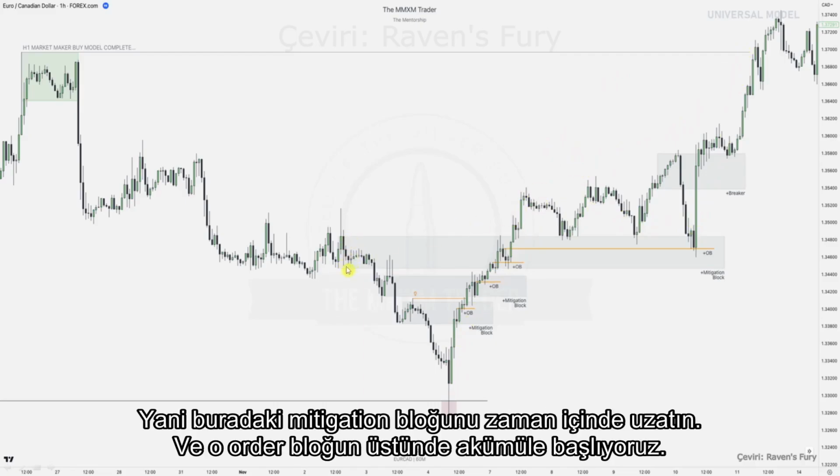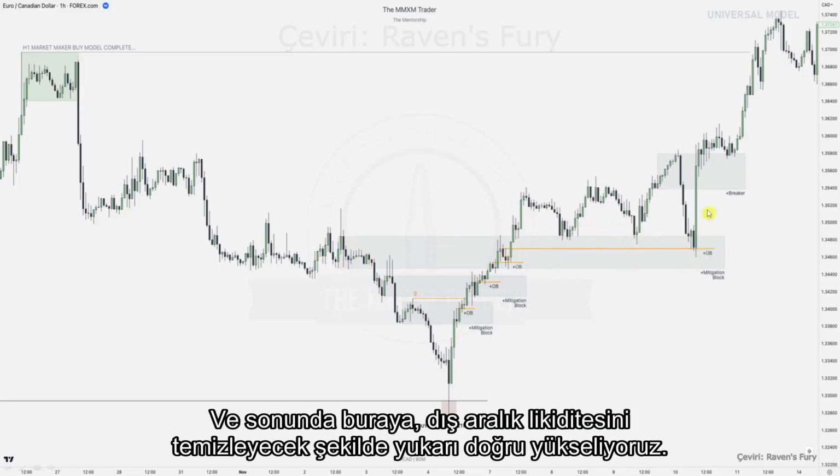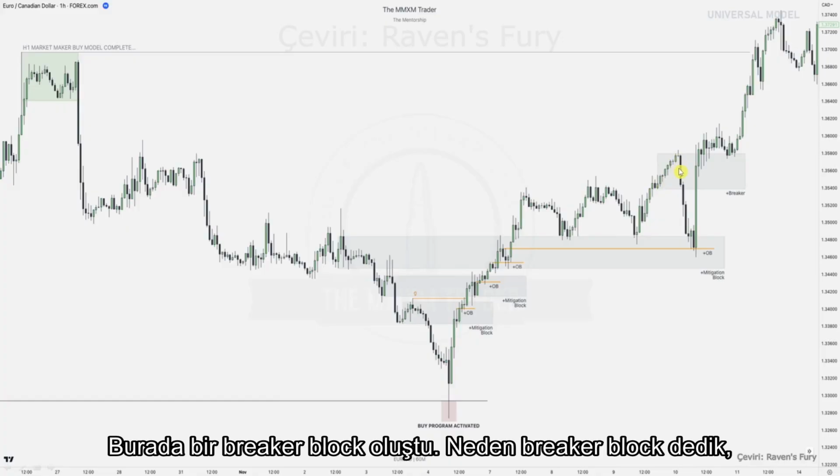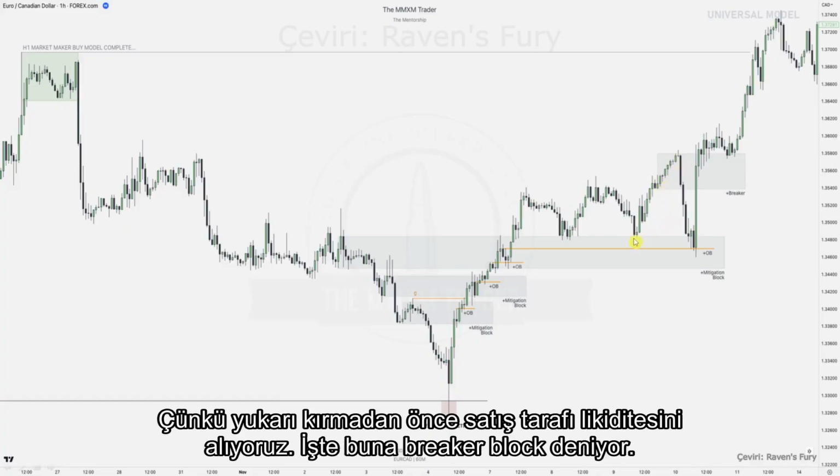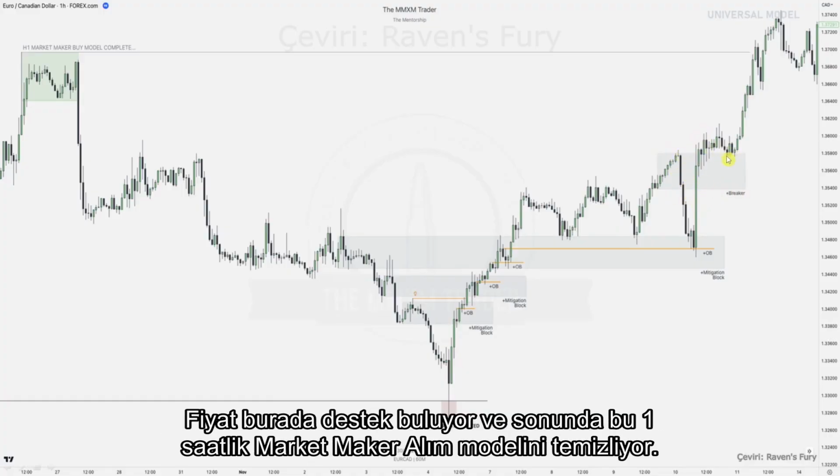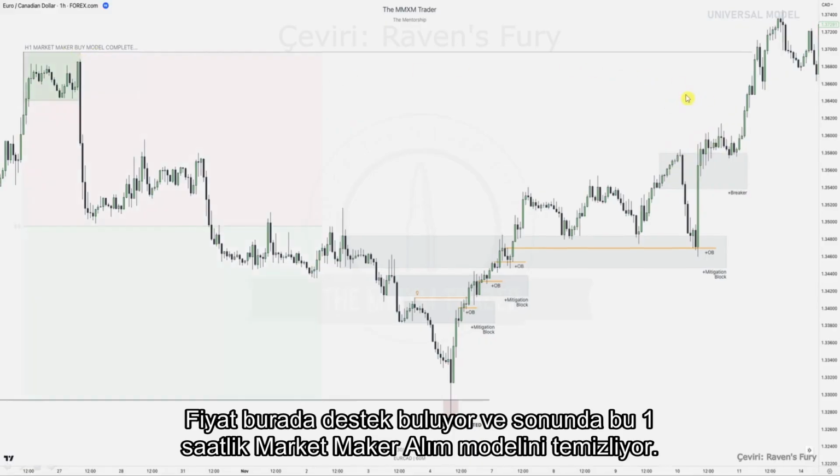So this mitigation block over here, extend it out in time, and we start to accumulate on top of it, on that order block, and eventually we're reaching up higher into here, taking out external range liquidity. We've got a breaker block formed here. Why is it a breaker block? Right, because we take out sell side liquidity before we break up higher, so that's called a breaker block.